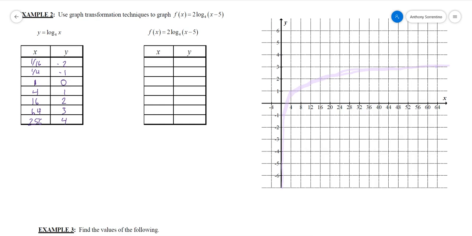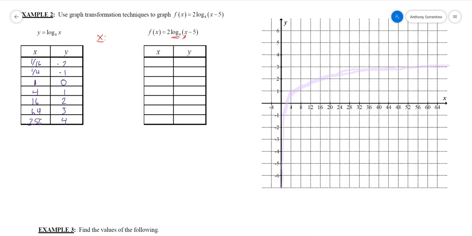I'm graphing it lightly because ultimately I wanted to have the transformation. So now the transformation, I'm just using the same old techniques. I do have a horizontal transformation. I have the -5 inside those parentheses, and the parentheses is being defined by the logarithm.